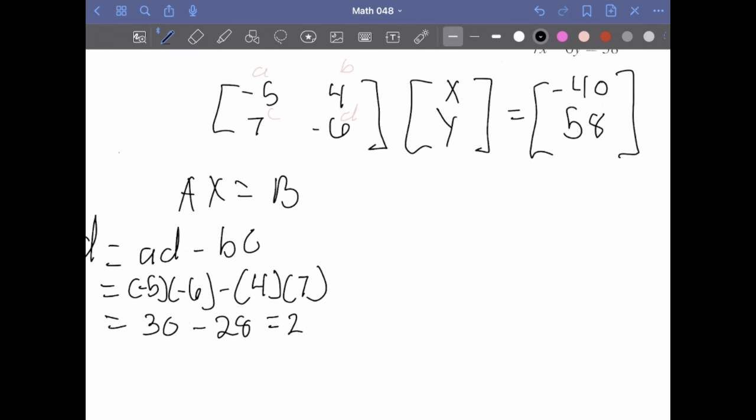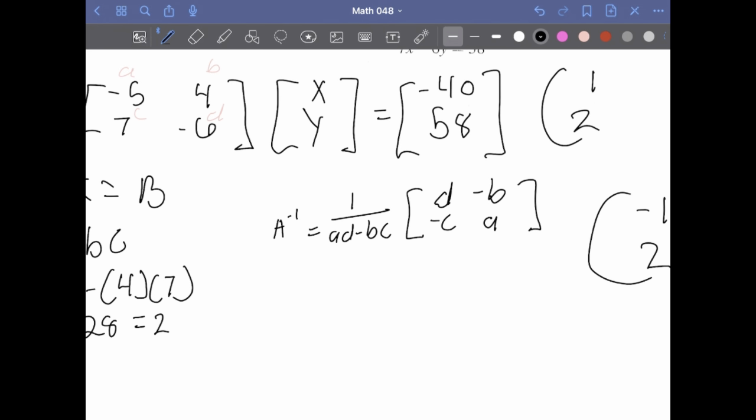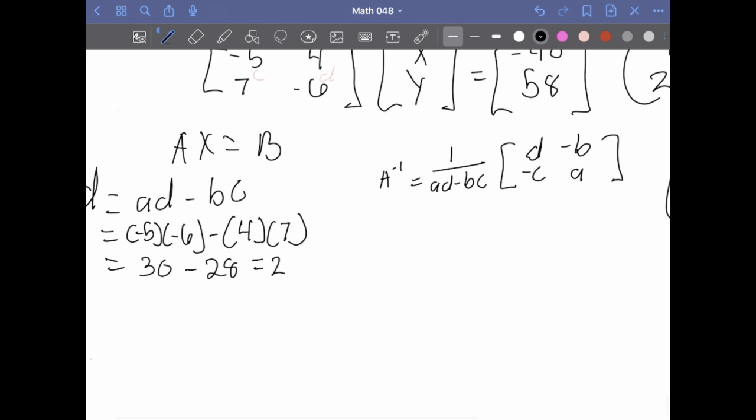So now we're going to find A inverse. A inverse is equal to 1 over AD minus BC times D, minus B, minus C, A. So you switch A and D, and then you make B and C negative, right? So we're going to find A inverse. All you have to do is substitute.